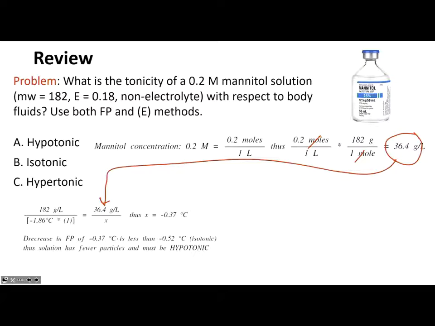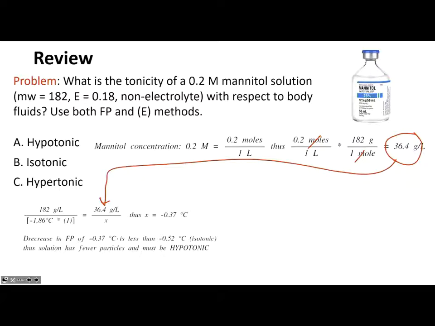In the freezing point depression method, now the idea is we've got to compare our solution here to a normal biologic fluid. What was the freezing point of an isotonic solution? Body fluids freeze at what? This is what you got to memorize, negative 0.52. That's the value that would be isotonic with biologic fluids. Is our mannitol solution negative 0.52? No, it's less than that.